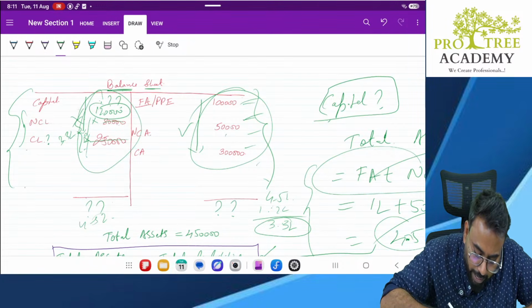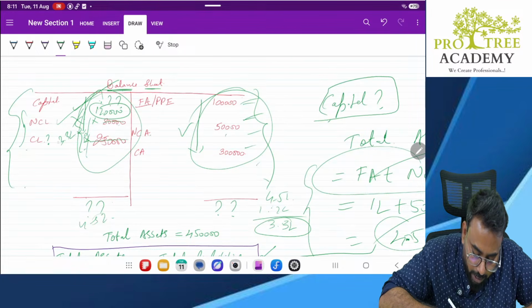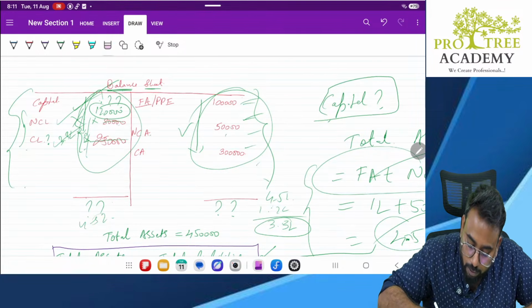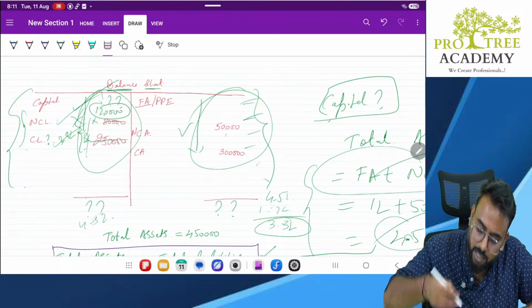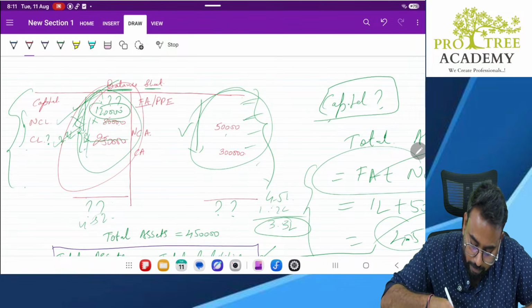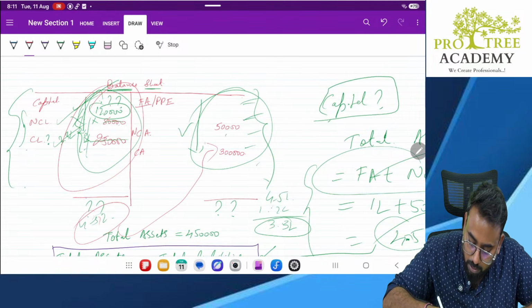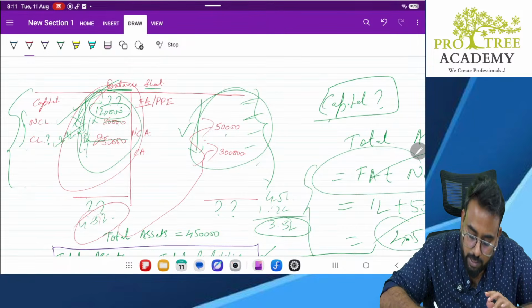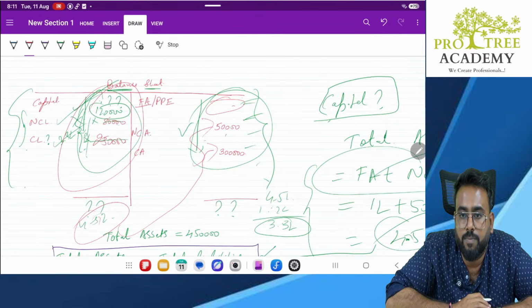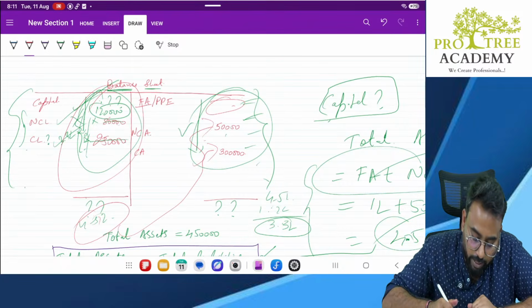Suppose I have given capital, non-current liability, and current liability, but I have not given you fixed assets. Can you find out? Yes. Total is this 4.5 lakh. Out of this, you reduce this 3 lakh, you reduce this 50,000. Whatever answer is remaining is your fixed assets. Understanding? This is your accounting equation.